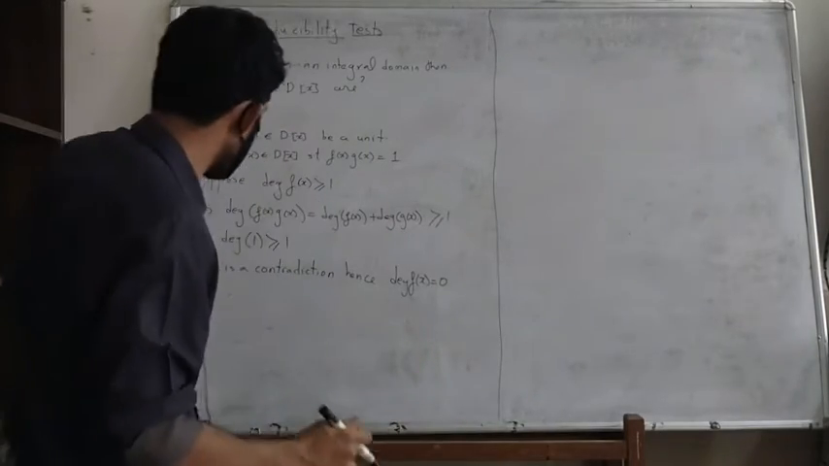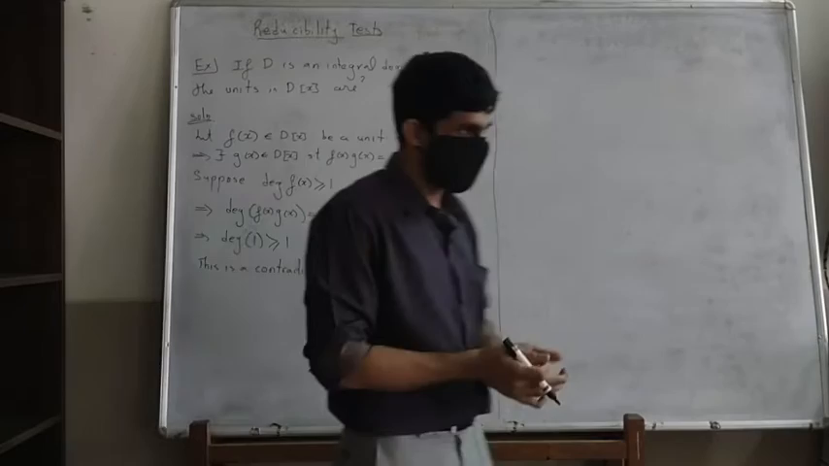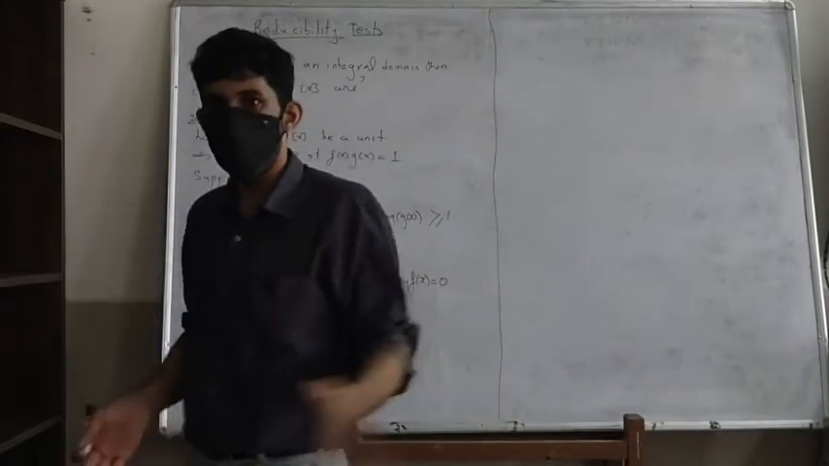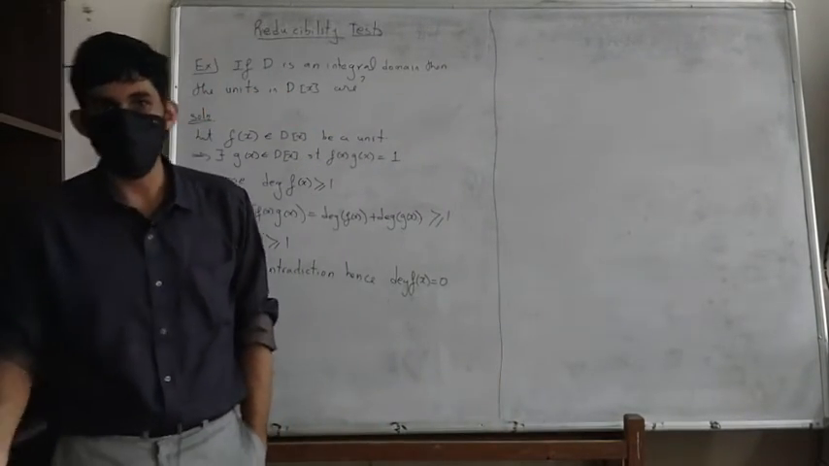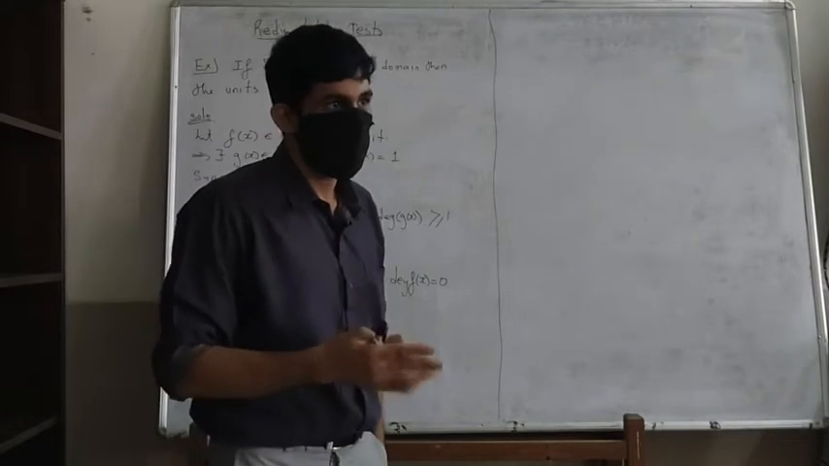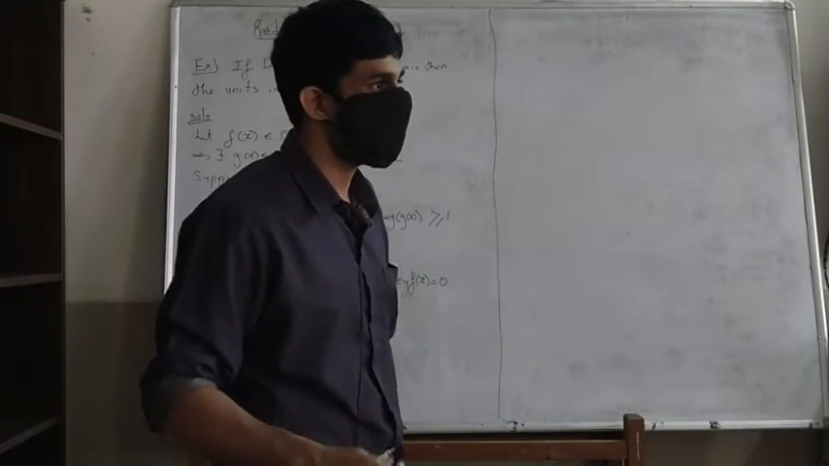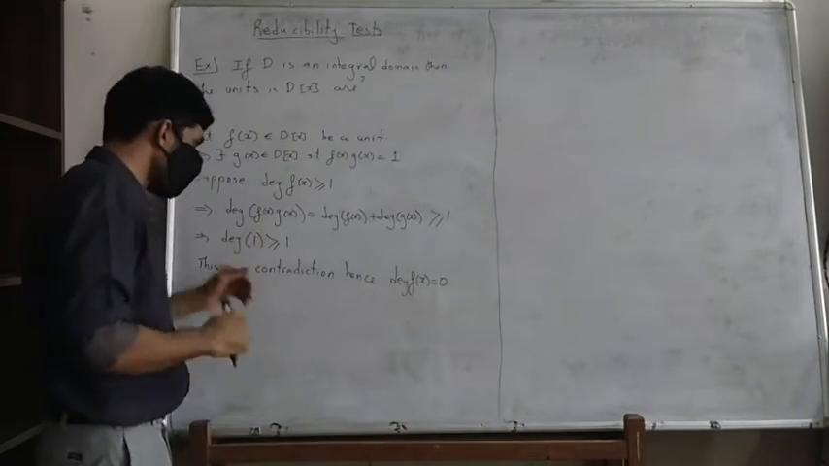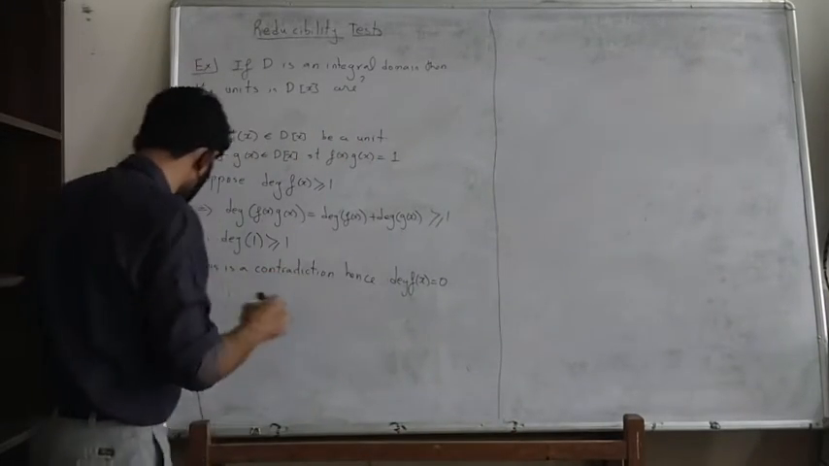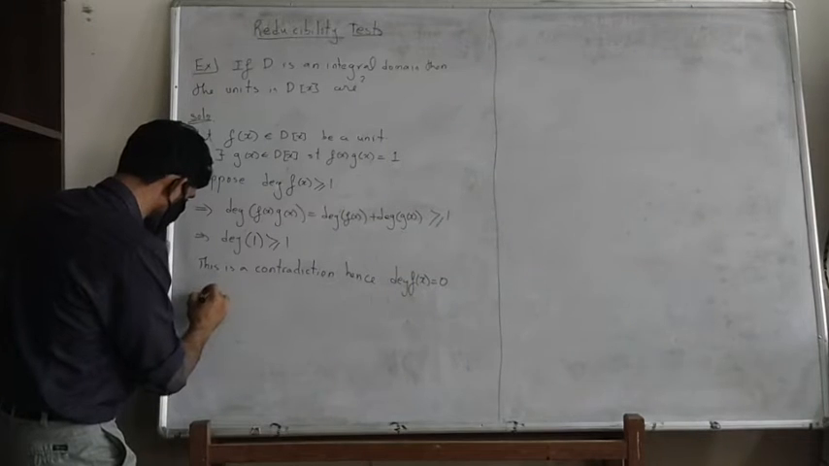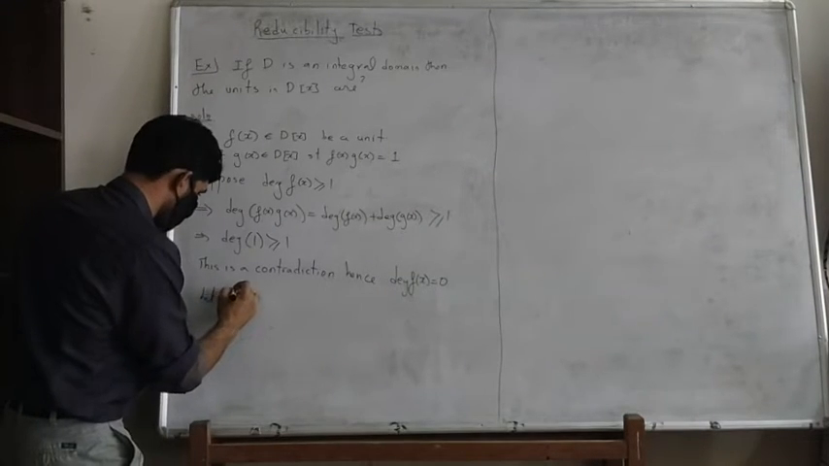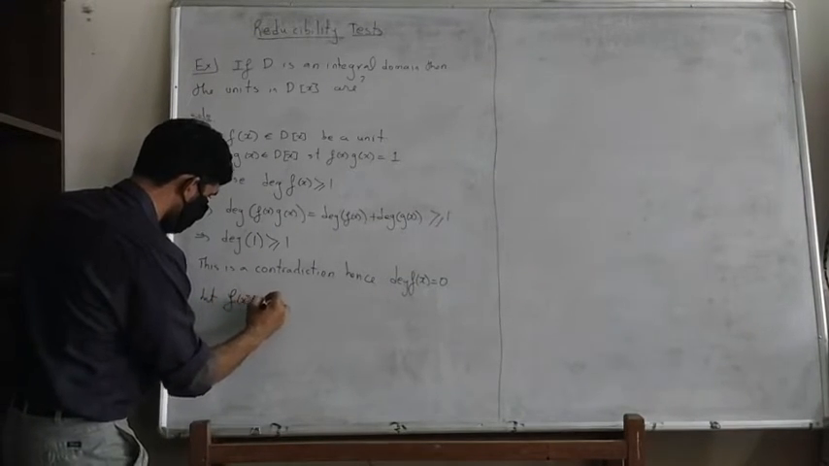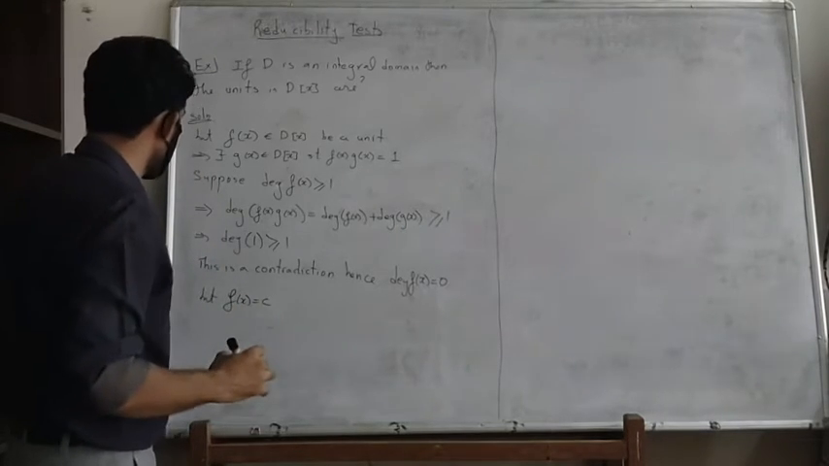Okay, so these are in Q. Since Q is a field, all elements other than 0 are units. So in Q[x], all constant polynomials will be units. Okay, so this is a contradiction, and hence this. So let us say that f(x) is the constant polynomial C.